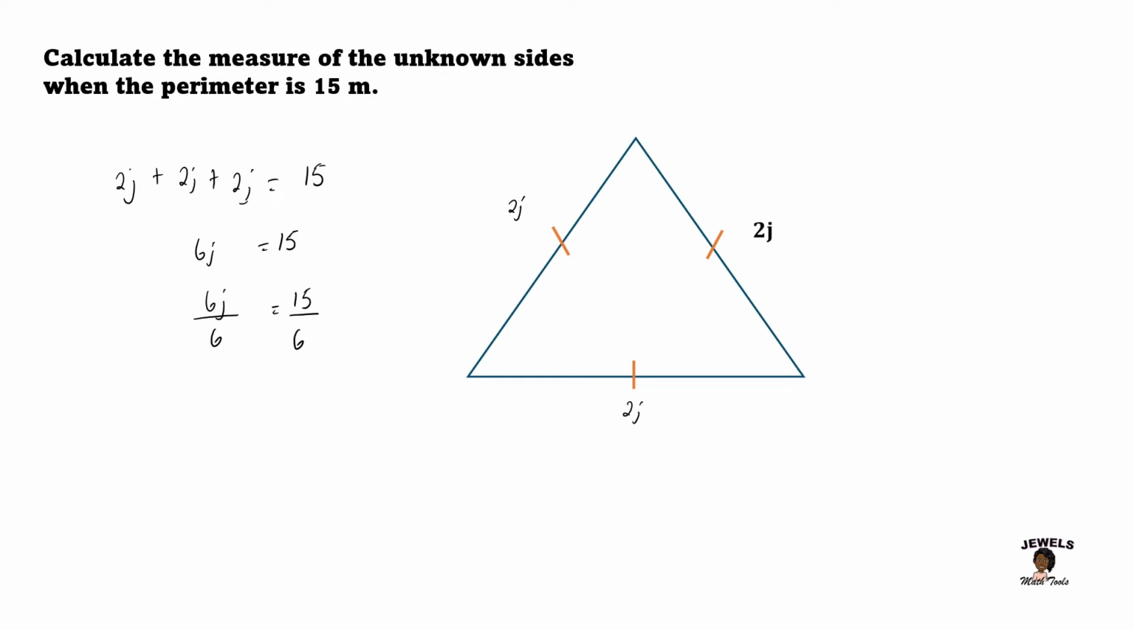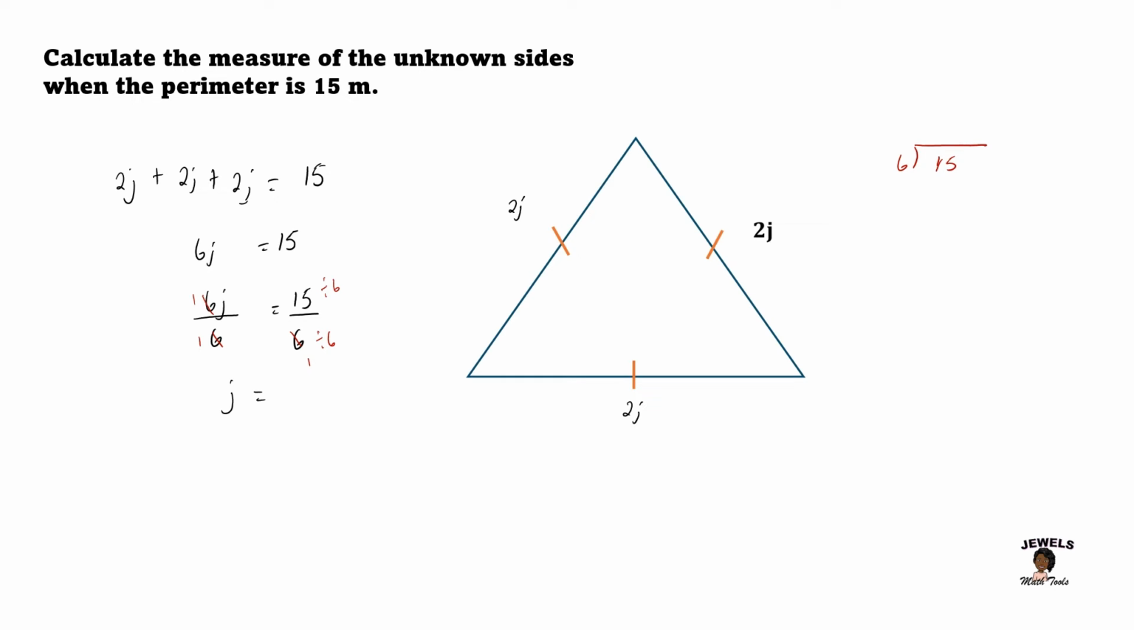So now let's perform our division. 6 will divide into itself once. This will leave us with our variable j. And then on the right hand side, we're going to do the same thing where we're going to divide both sides, both the numerator and the denominator, by 6. 6 will divide into itself once. And then, of course, we will be dividing 6 into 15.